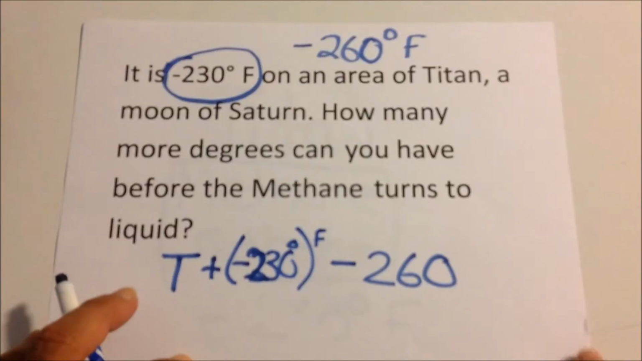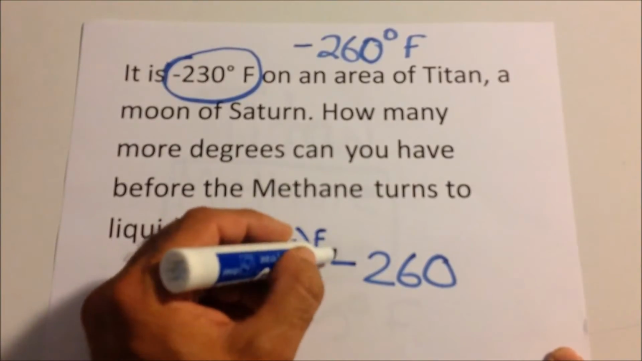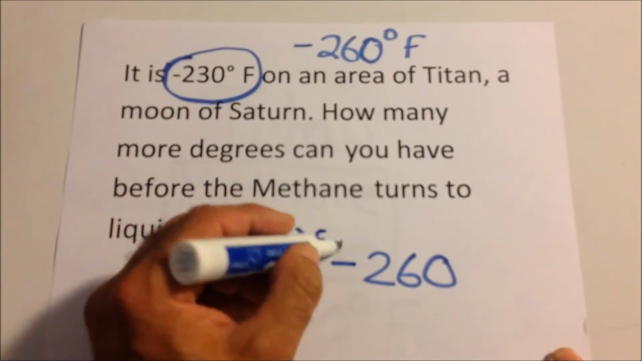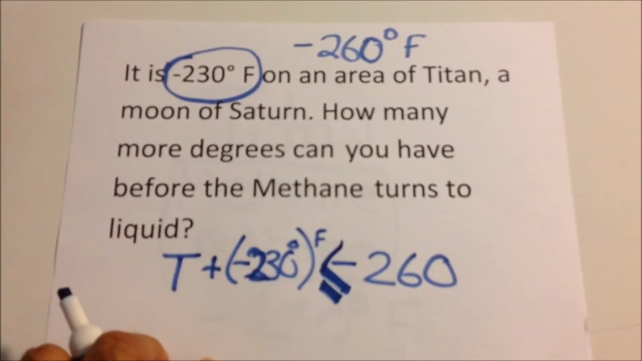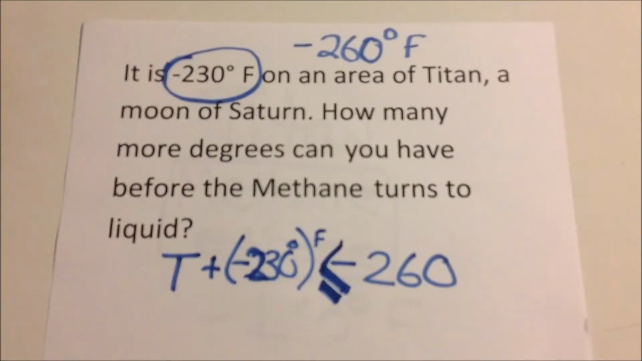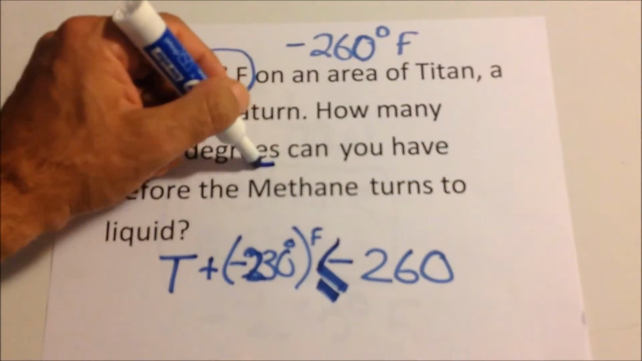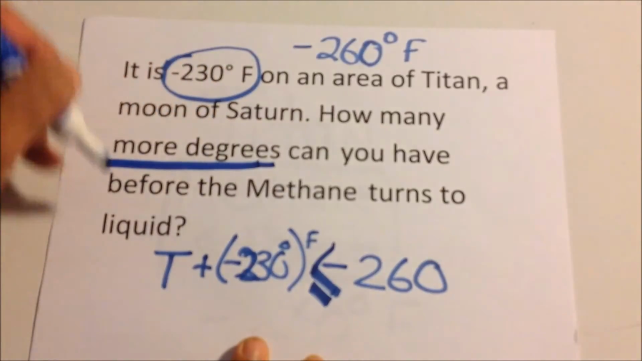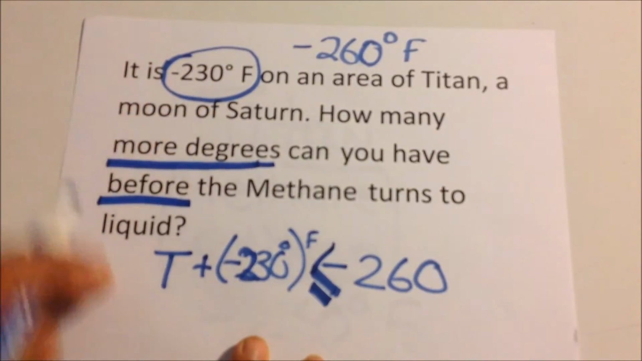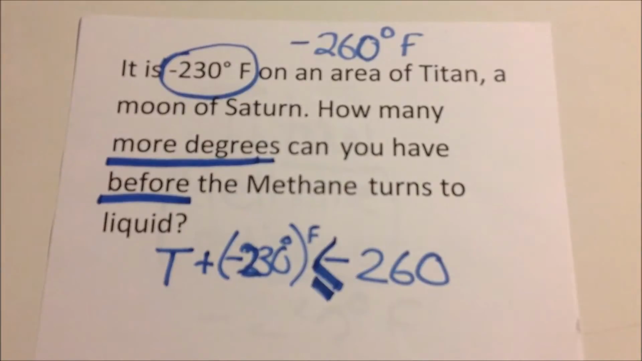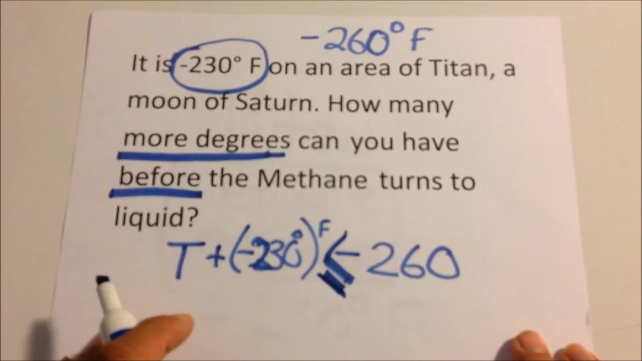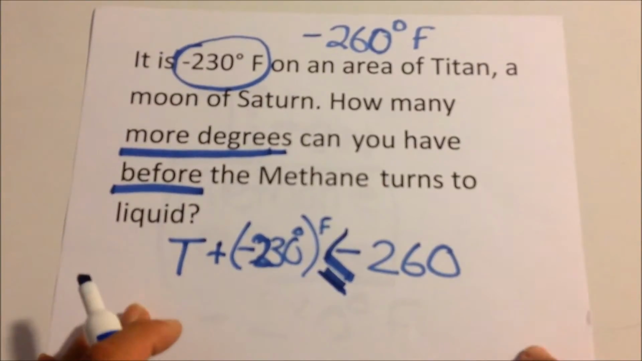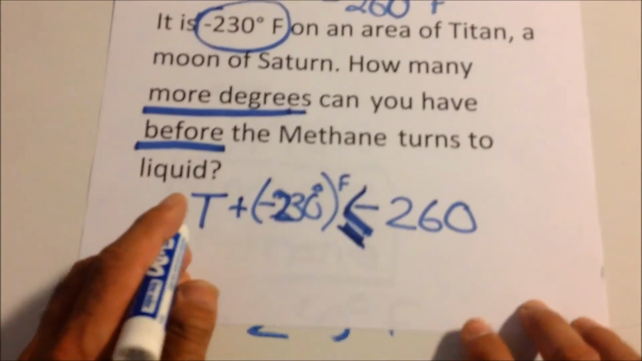Now, this is not a minus sign. You want it to be less than, or at most, that is, at most, or equal to negative 260. So remember to look at this very carefully. It says how many more degrees can you have before it turns to a liquid? So we don't want it to equal 260 degrees because then it will be liquid. So we want it to look like this then.